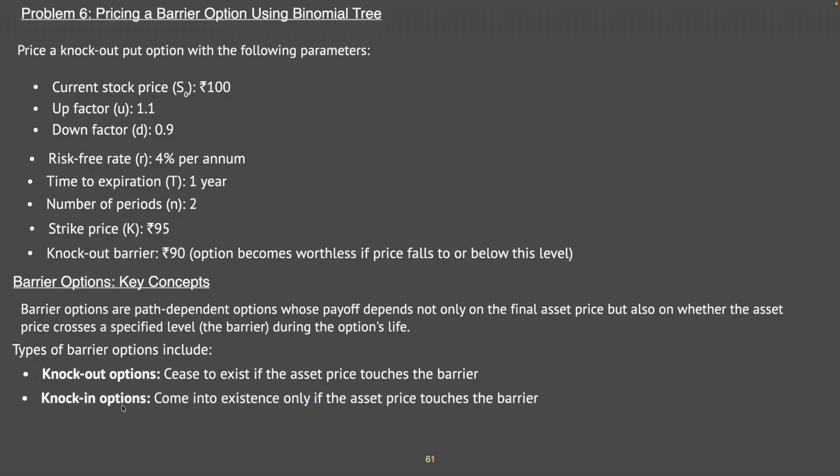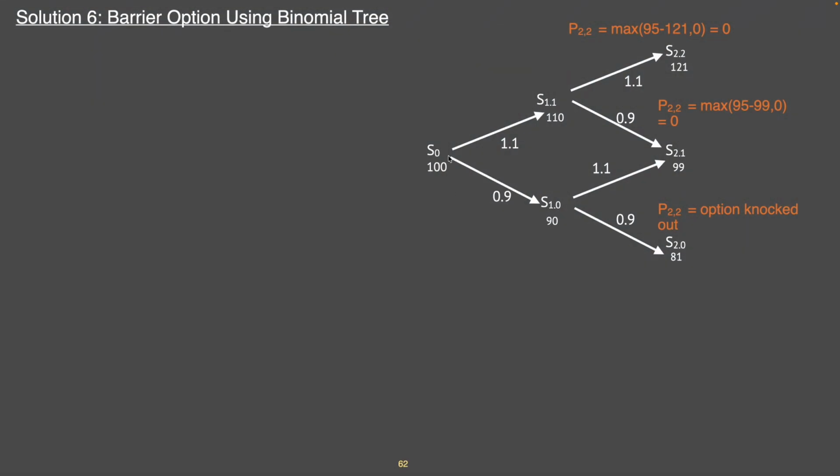Knock-in options are just the opposite. In case of a knock-in option, as soon as the stock price reaches a particular threshold value, let us consider 90 in this case, the option would come into existence once the price touches rupees 90. So that is the difference between a knockout option and a knock-in option. Now let us analyze the binomial tree and how to calculate the prices at various levels.